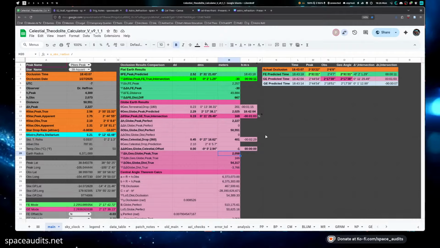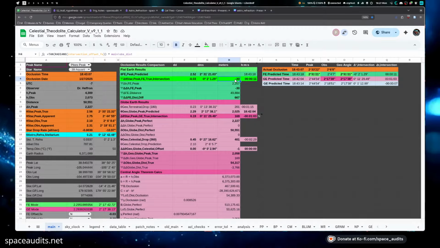All right. So again, we take our time of occlusion, and we take the difference from what we predicted, the angular separation between the two, and we just subtract it. And we get 2 arc minutes. We get a 30-second offset.